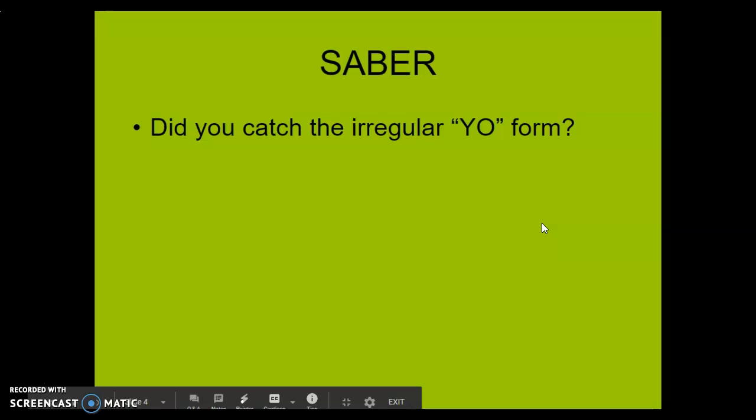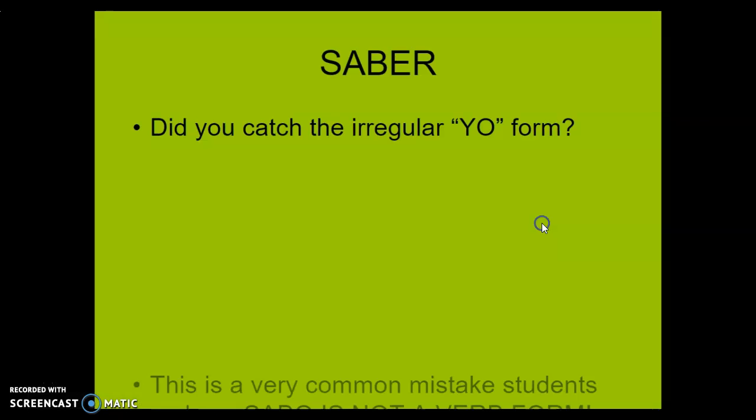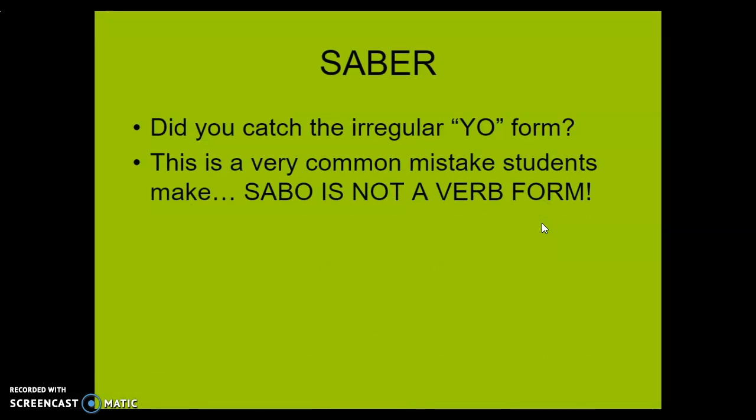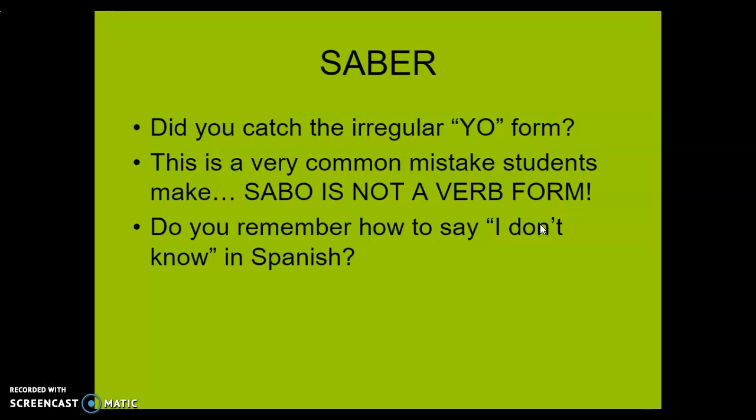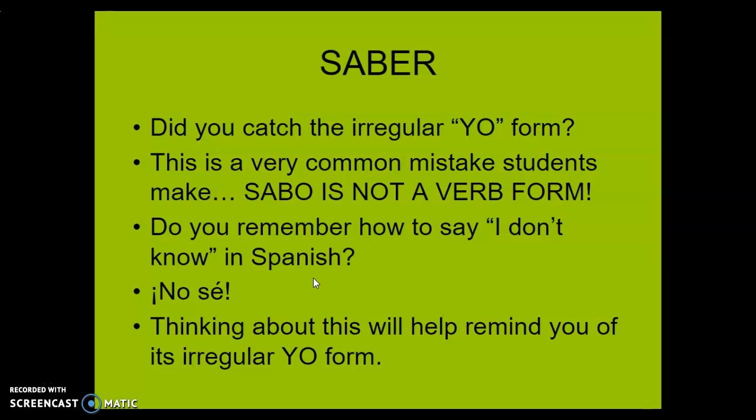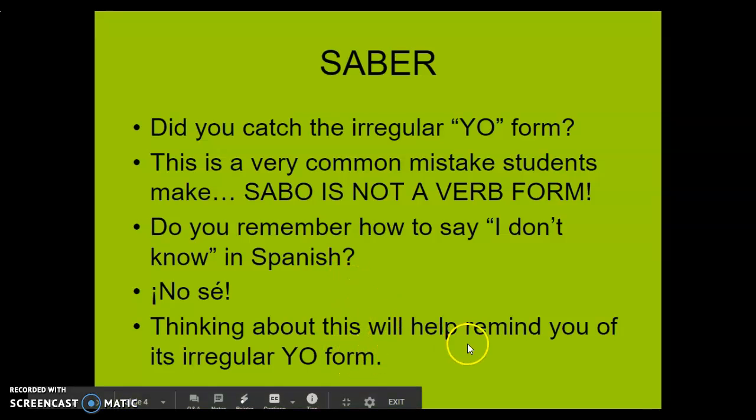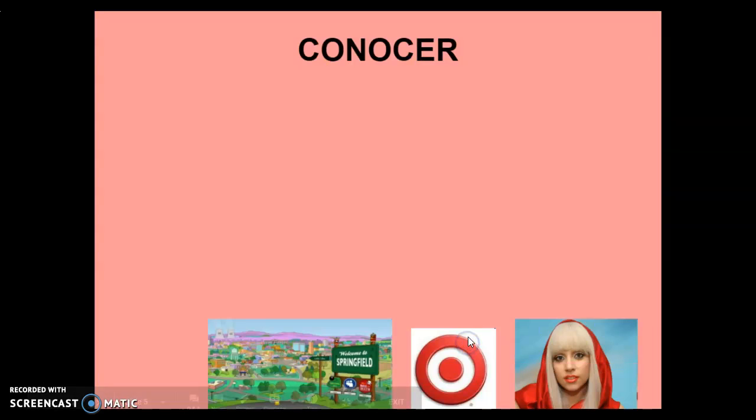Saber is irregular in the yo form. So this is a very common mistake for students. They'll say sabo, and sabo is not a verb form. It's yo sé. Do you remember how to say I don't know? So we all know kind of like no sé. Well, this is where it comes from. It comes from saber. So no sé. Thinking about this will help remind you of its irregular yo form of saber, sé.